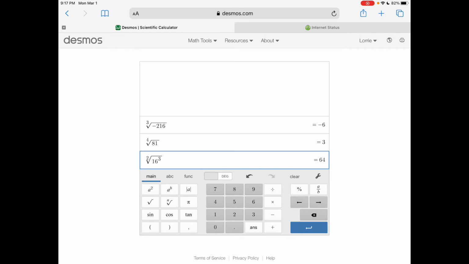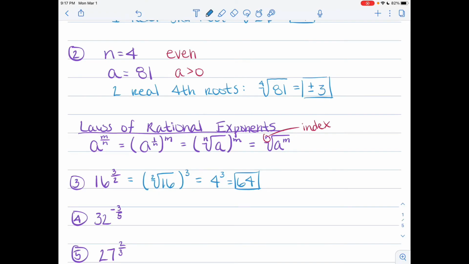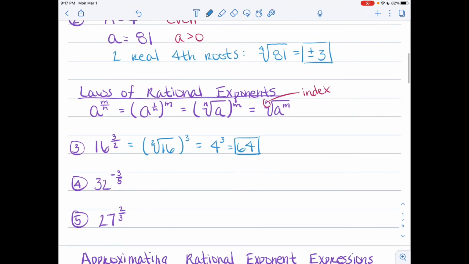And notice that this gives us an answer of 64. All right, so the calculator gave us the same answer that we did using our mental math, and so we know that our answer is 64. Next, let's do 32 raised to the negative 3/5 power.